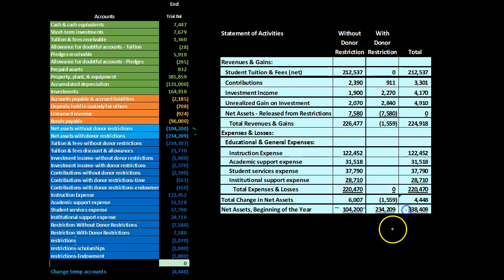And so we're going to pick those up, and then our ending balance is going to be the 6007 plus the 104,200 for the 110,207. Then we have the 1,559, which is going to be the loss in essence here, and net that out against the 234,209 to get the 232,650. And then we could take the 4,448 and the 338,409 to get to the 342,857, or adding up the 110,207 and the 232,650 to get to the 342,857.